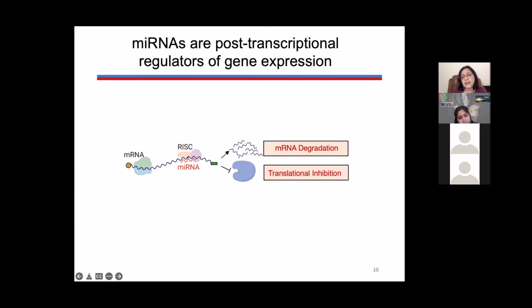A microRNA ribonucleoprotein complex interacts with a target through imperfect base pairing interactions between the microRNA and its target. This results in either degradation of the target mRNA or translational inhibition of the target mRNA. So microRNAs generally or predominantly reduce gene expression.